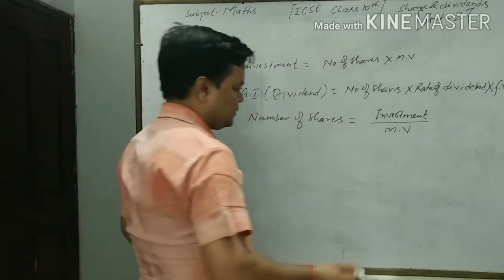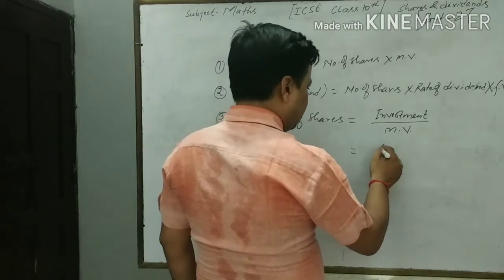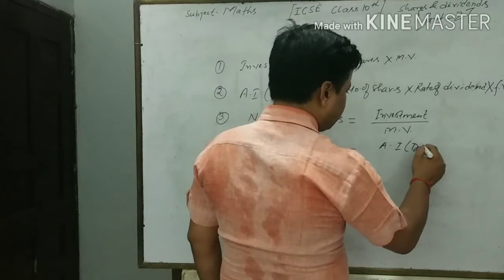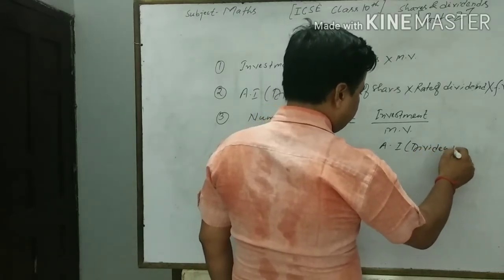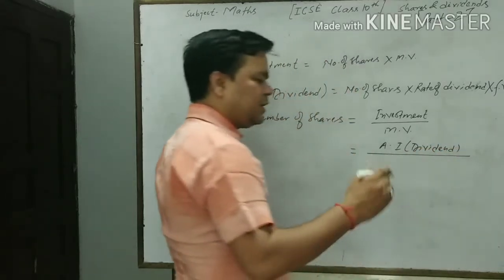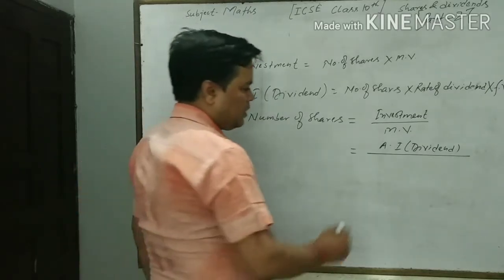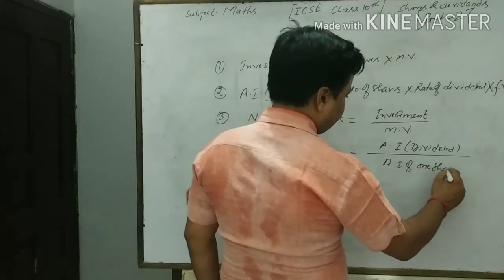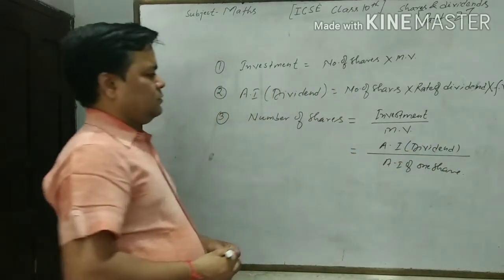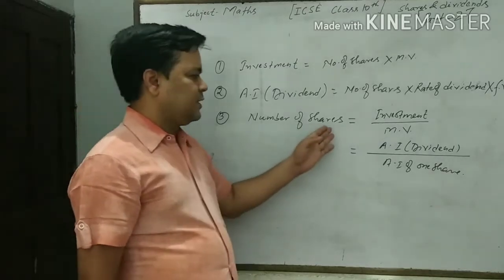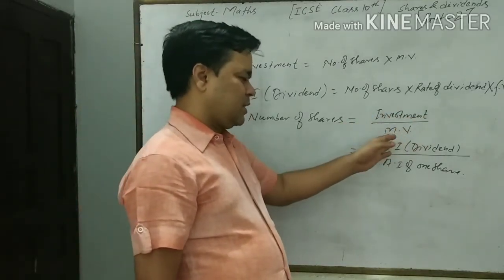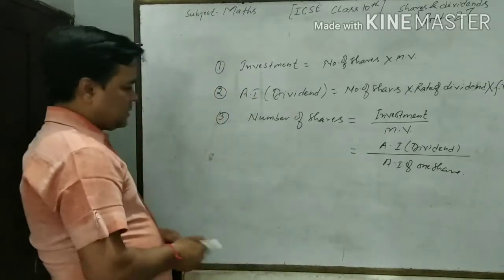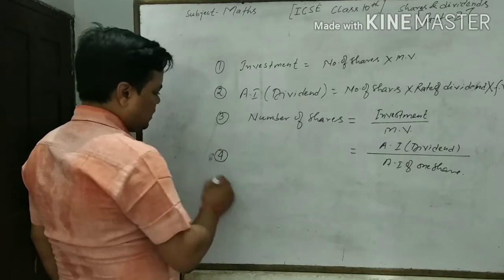Okay. So the first formula for finding the number of shares is investment upon market value, and the second formula is total annual income, or dividend, upon annual income of one share. Okay, annual income of one share. It means for finding the number of shares, we can use investment upon market value, and this formula also.